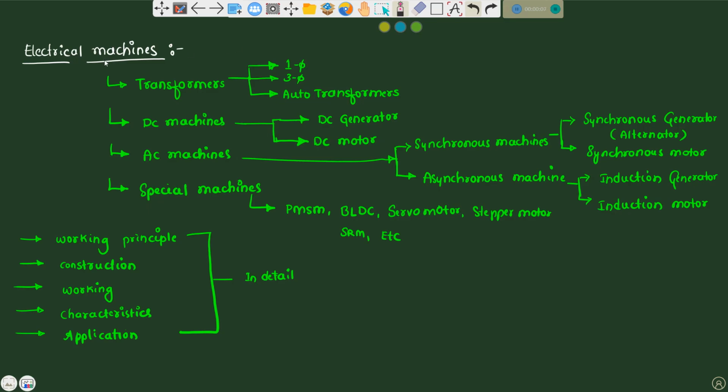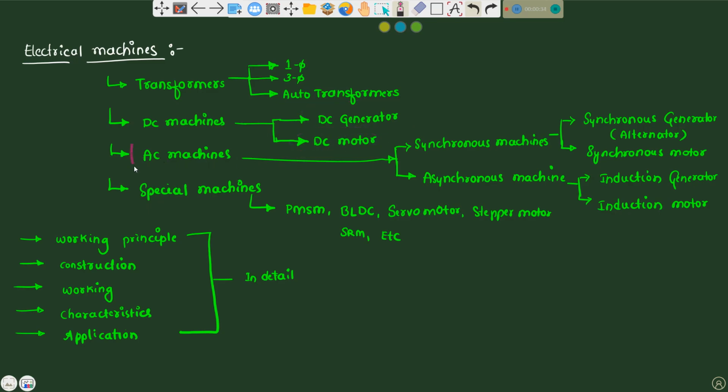Today we are going to discuss the electrical machines lecture series. In electrical machines we will have transformers. In transformers we are going to study single phase transformers, three phase transformers and auto transformers. Likewise we have DC machines. In these DC machines we have the DC generator and DC motor.